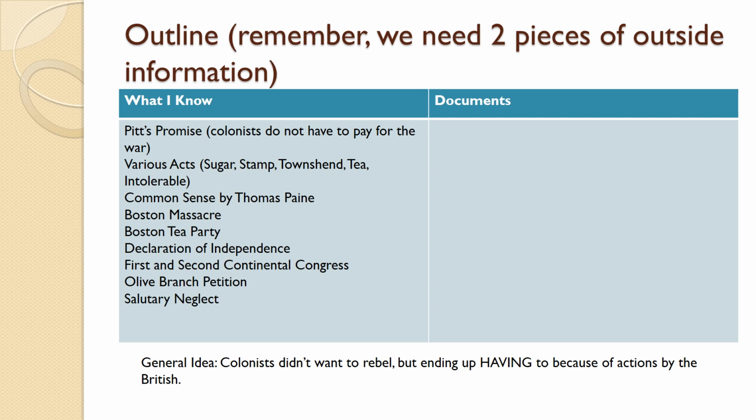Then we could talk about the various acts: the Sugar Act, Stamp Act, Townshend Act, Tea Act, Intolerable Act. By the way, you need 2 pieces of outside evidence. These are great pieces right there on their own. We could talk about Common Sense by Thomas Paine. We could talk about the Boston Massacre, the Boston Tea Party, the First and Second Continental Congresses, the Olive Branch Petition. Oh, and your essay should probably end with the Declaration of Independence.